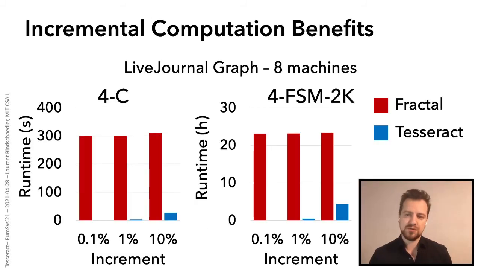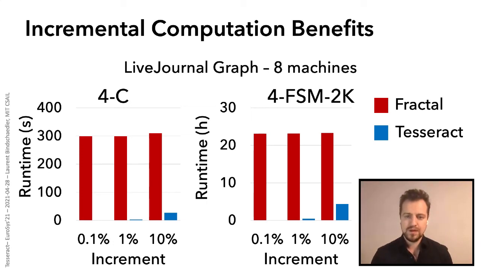So the first result I want to show you is the benefits that are achieved by incremental computation. Here we have the LiveJournal graph on 8 machines, and we compare Tesseract with Fractal. Fractal is a static mining system that is distributed. In this case, we report for 2 algorithms, clique mining and frequent subgraph mining, how long it takes to process a graph with an additional 0.1, 1, and 10% of updates.